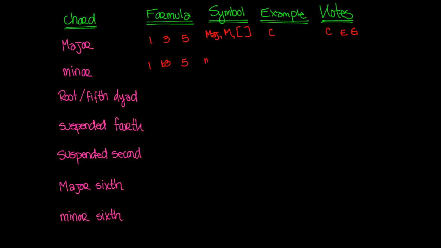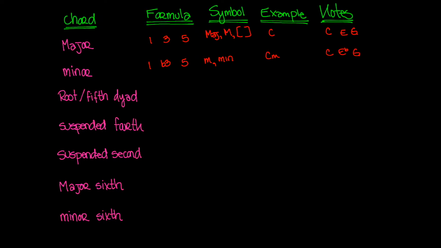The symbol here is just a little m, or maybe a minus sign is another one. And that would look something like this if I did C minor. We'd have C, E flat, and G. And again, we have a flatted third right here. So it's taking the E, which is the third degree of the major scale, and I flat that to get the flat third.